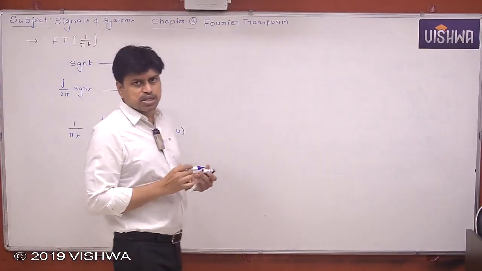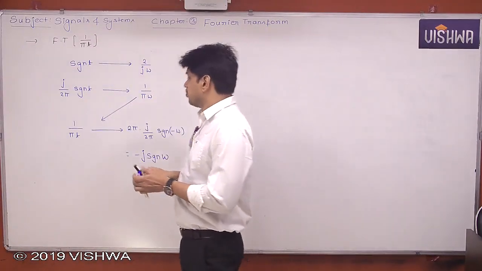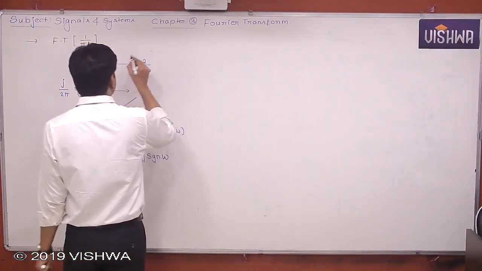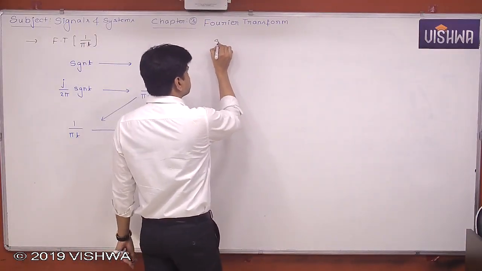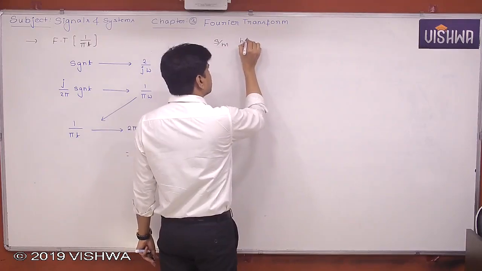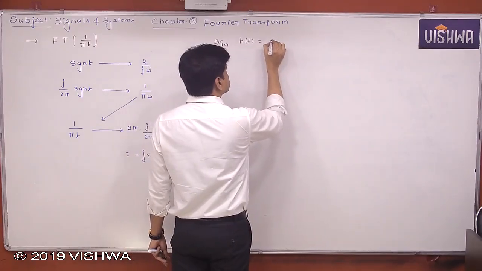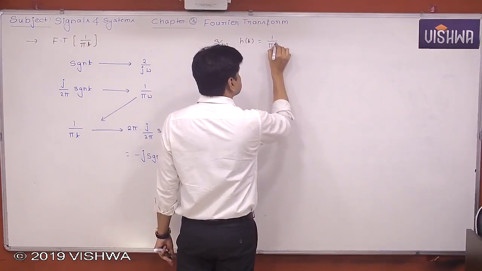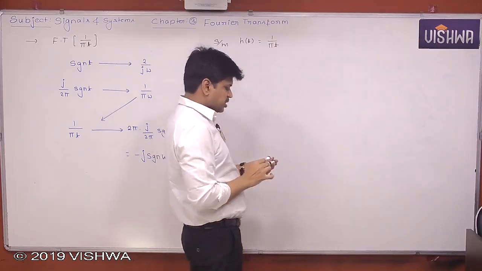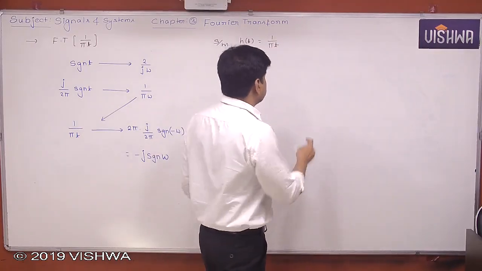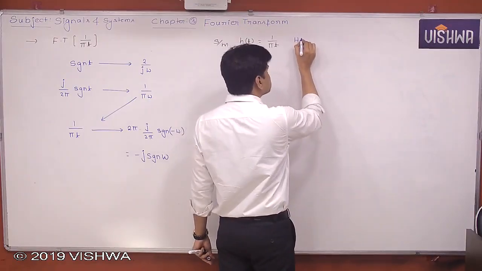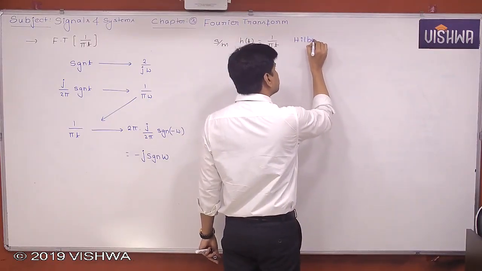Actually, this is nothing but the Hilbert transform. Suppose a system h of t is equal to 1 by pi t, then that system is called the Hilbert transform. It is not a new transform, it is a system name, Hilbert transform.